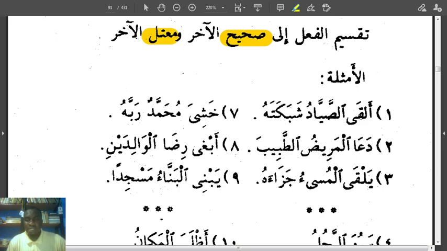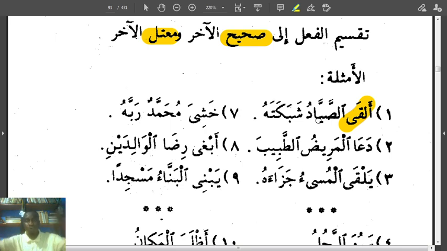Al-amthila, examples. Now we are looking at the verbs, so we will be highlighting the verbs. Alqa as-sayyadu shabakatahu. As-sayyad is given to a hunter. Anybody who hunts for anything is a hunter, because the verb is sada yasidu, to hunt for. Whatever you hunt, it fits you. But in this case, they use it to refer to a fisherman. So alqa sayyadu, the fisherman threw.